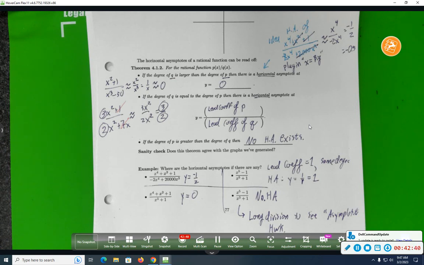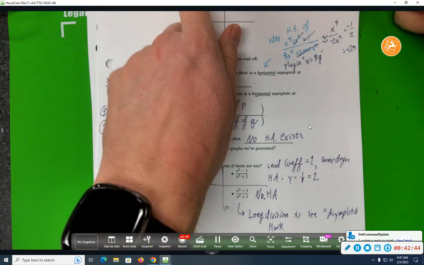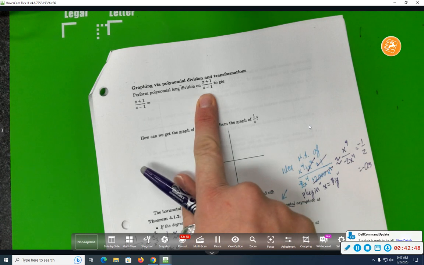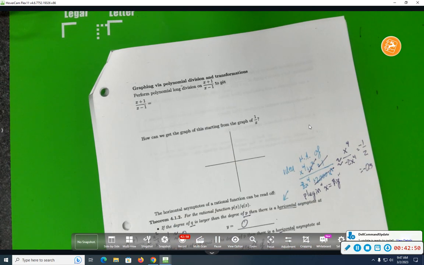Nice. Then, no, we need to do some long division for the sake of that homework. Let's do some long division. So let's try to graph this function, x plus 1 over x minus 1. And let's try to do it directly using the idea of transformations of graphs. So to do that, I guess I need to compute x plus 1 divided by x minus 1. I guess we need to do polynomial long division to do that. It won't be very long division.